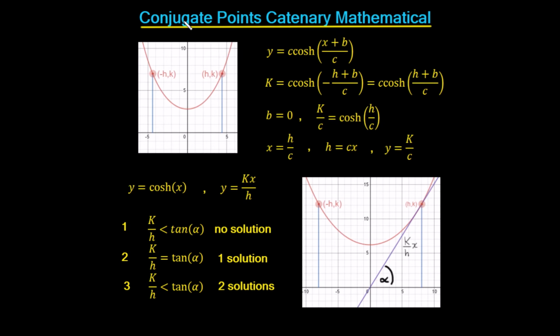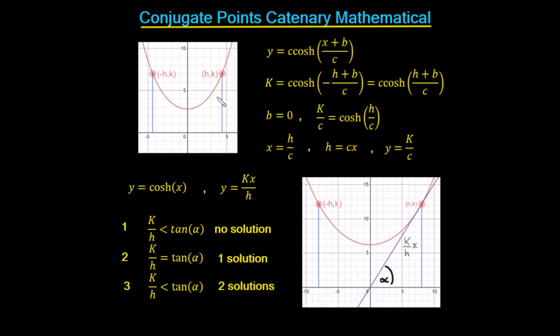So let's look at the conjugate points on the catenary mathematically. We have our function for our catenary here, y equals c cosh of (x plus b) all upon c. Now you'll note here that I've got the catenary drawn out, and it's based at the origin. You can see that this function is going to be symmetric about the origin.